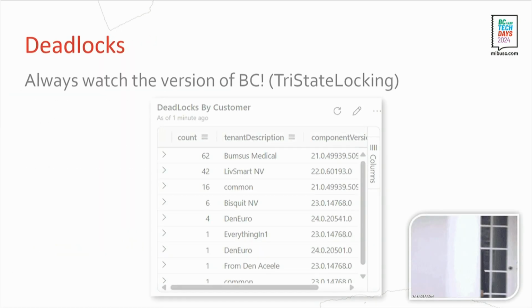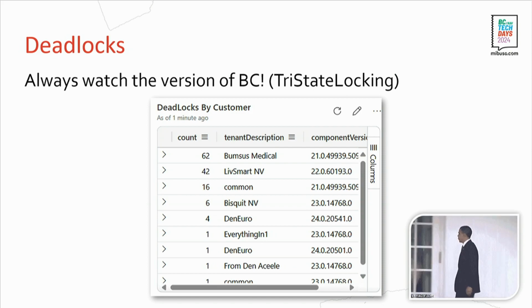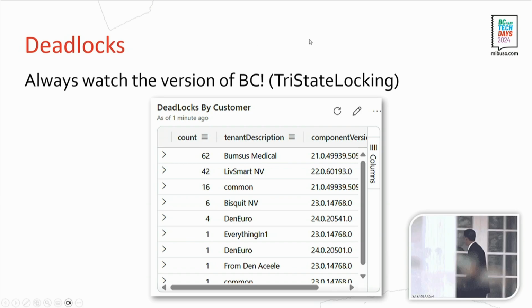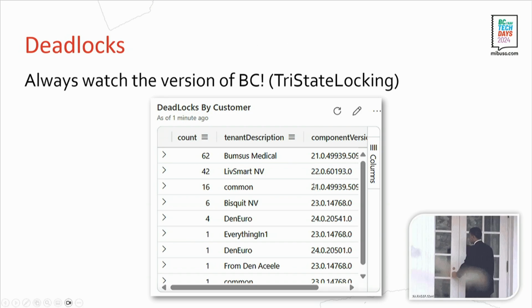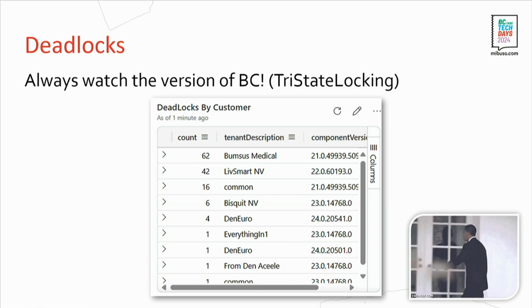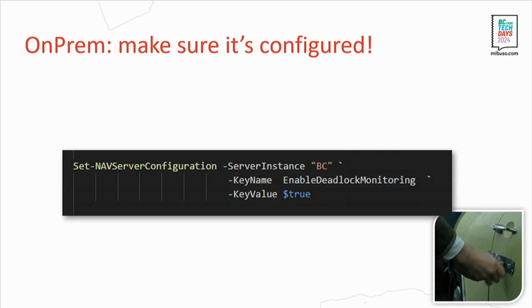Deadlocks, we talked about this. Information about the version of the user or the version of the customer is actually quite important. And it is not by coincidence that anything below version 23 is having more deadlocks than from version 23. Make sure that deadlocks on-prem is configured to capture. On-prem, it's not on by default. On SaaS, it is. So you need to do some extra PowerShelling to set it up on-prem.